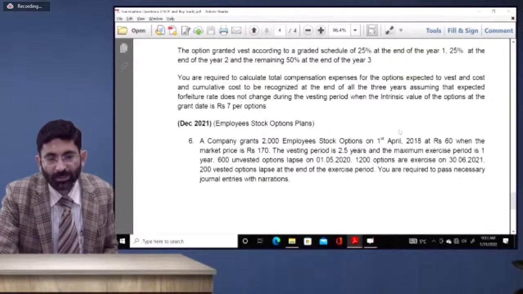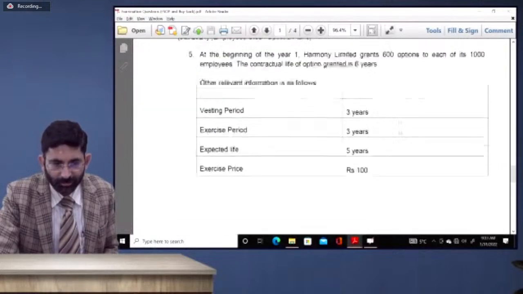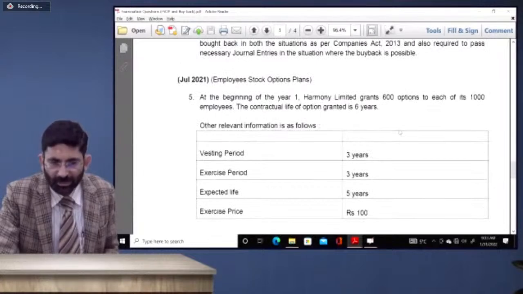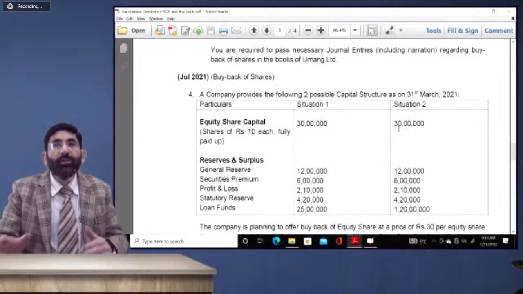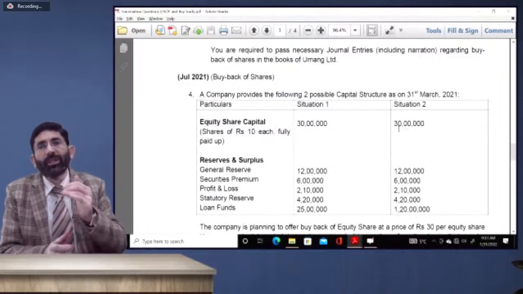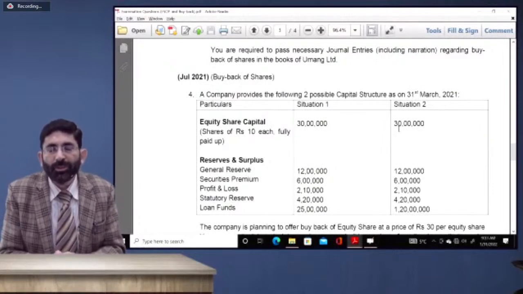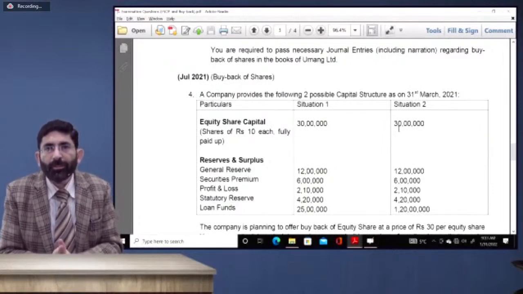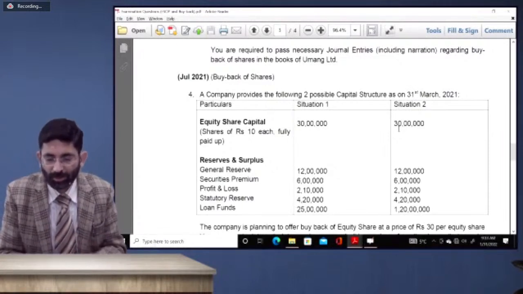This has come in December 2021 exams. This has come in July 2021 exam. Also, you may do more questions by going to your examination questions which has been given on ICAI website also. In your portal also it may be given to you. You may find out the questions of employee stock options and do that. More and more practice is always required.